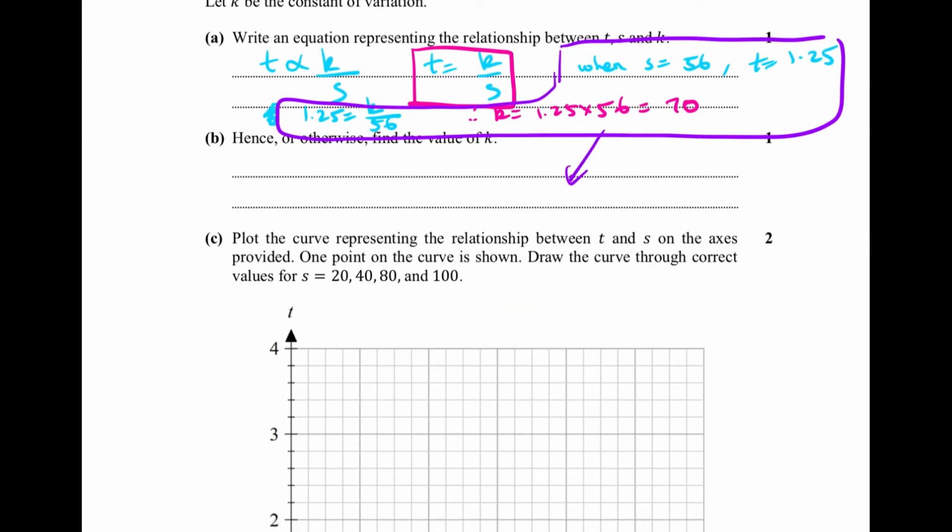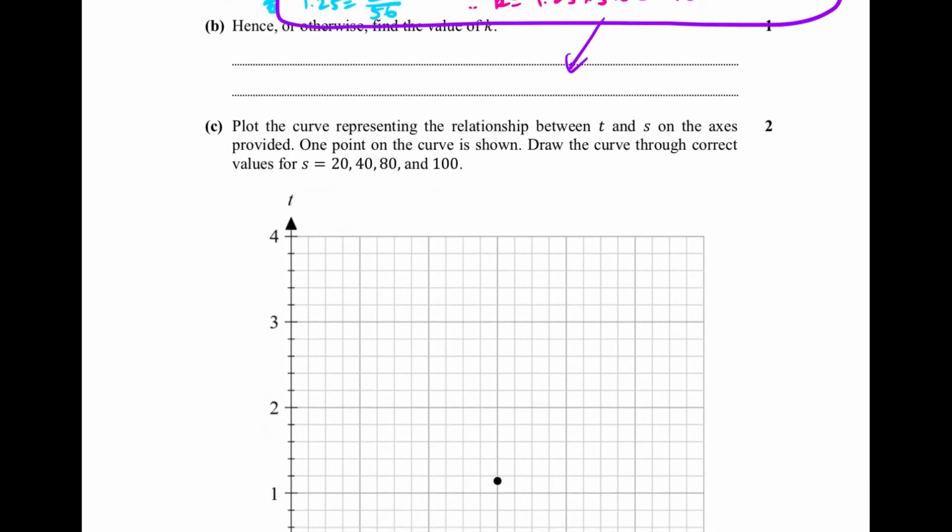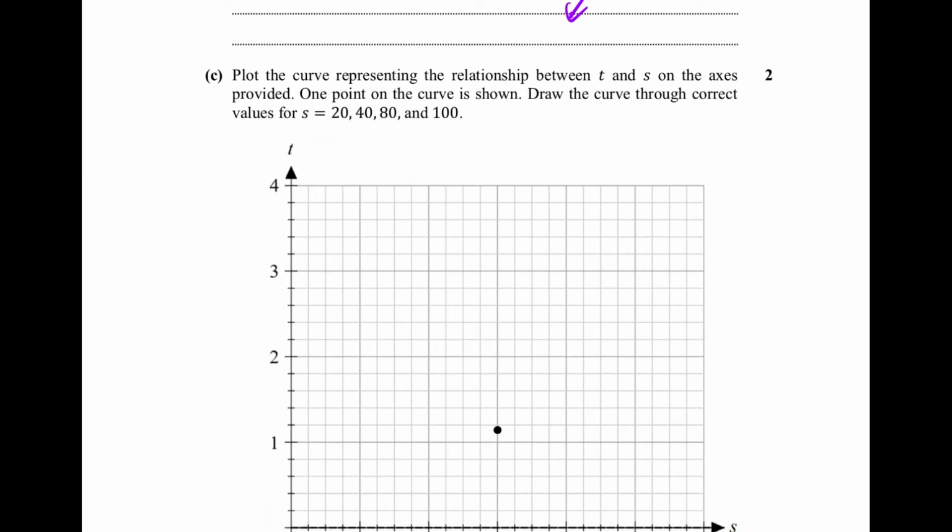Question C, plot the curve representing the relationship between T and S on the axis provided. One point of the curve is shown. Draw the curve through correct values for S equals 20, S equals 40, 80, and 100. So let's draw a little table of values here. We have your S and your T. So we want for 20, 40, 80, and 100.